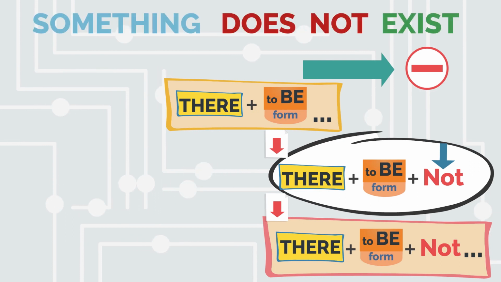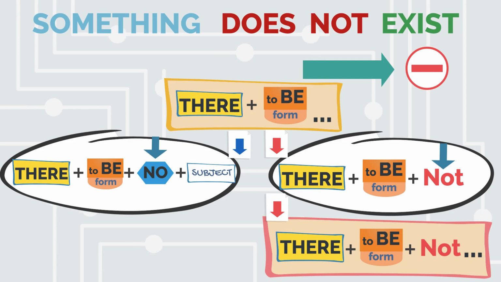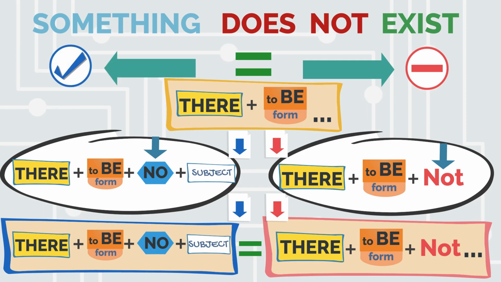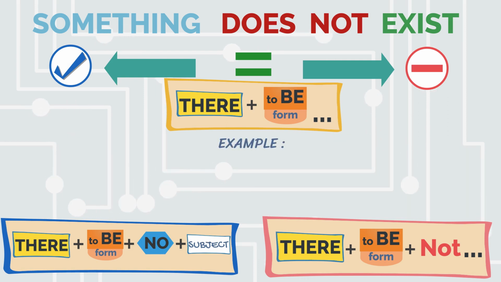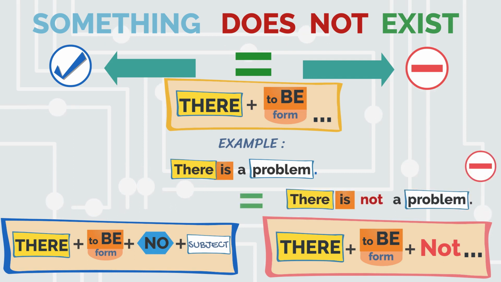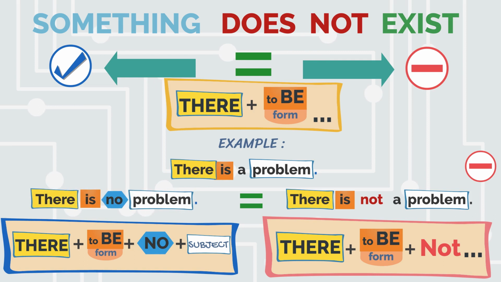Remember that to say that something does not exist, we can also use the quantifier no before the subject in positive sentences. Example. There is a problem. There is not a problem. There is no problem.